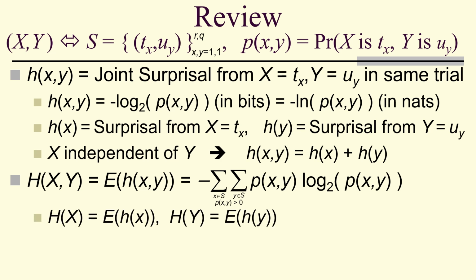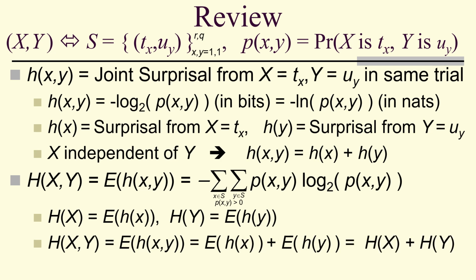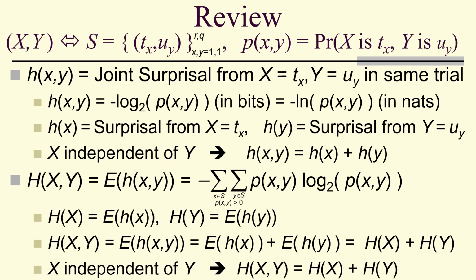So the entropy of the variable x is the expected value of h of x. The entropy of the variable y is the expected value of h of y. The joint entropy is the expected value of the joint surprisal, which if they're independent, is equal to the expected value of the sum, which is the sum of the expected values, which means we have the sum of the entropies. In other words, if x is independent of y, then the joint entropy is the sum of the individual entropies.